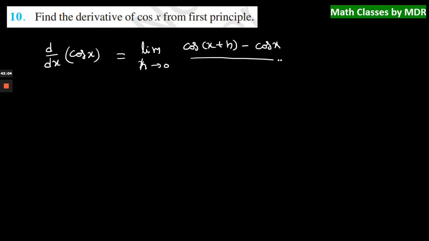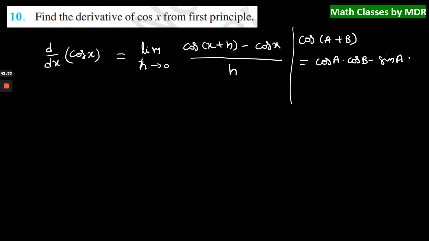So you can go back to see the formula for the first derivative: f of x plus h minus f of x, by h. Now we know, what is cos of (a plus b)? You know the formula. Cos (a plus b) is nothing but cos a cos b minus sin a sin b, right? So now let us try to expand it. Why we are trying to expand it here is that you'll get a simplified form, so that we can easily get the limit value of it.